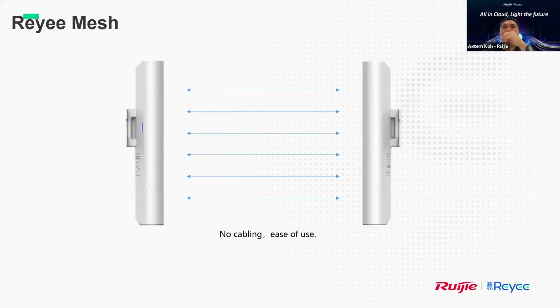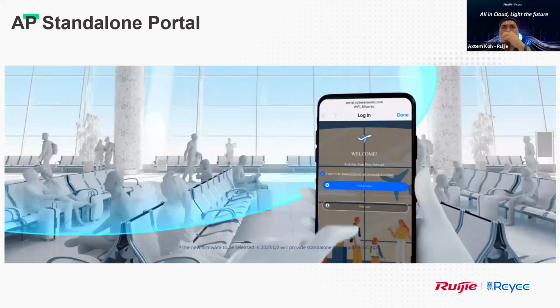And they also support Reyee mesh. Okay, for scenarios facing a cabling problem, where maybe they still have a blind spot, you can use this RP62OD to do the mesh easily, with configurations. And this AP itself also supports standalone portal. Okay, that can work with the standalone portal without any controller or any router. They can also pop up these pages: Welcome to the airport. Click yes to log into the internet access.